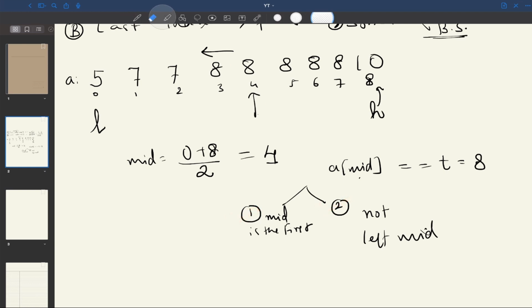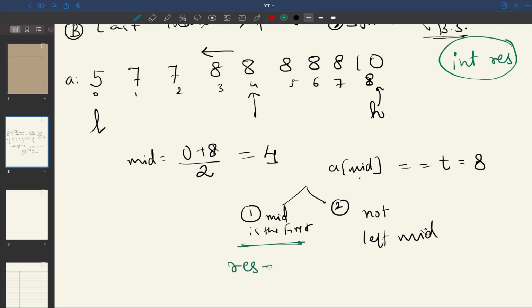Now to take care of the first situation, this can also be a possibility. So let's say we define a variable int result. This is the variable where we are going to store the final value. Final value of what? The index at which 8 is going to appear for the first time. So whenever you get A of mid equal to 8, can't we say that the possible answer for this result is mid? We do this, but we do not stop here. That means I'm not going to directly say return here.